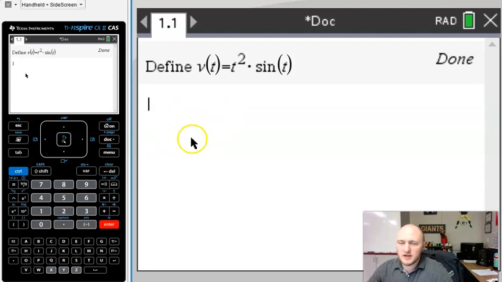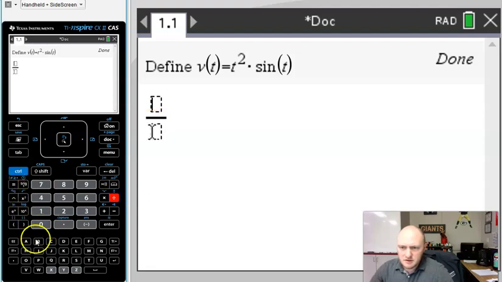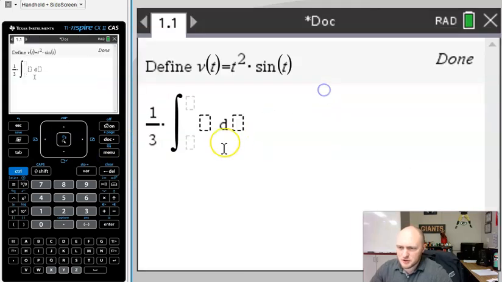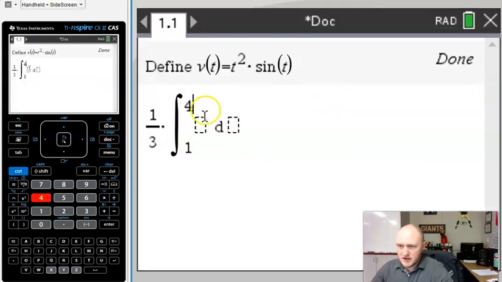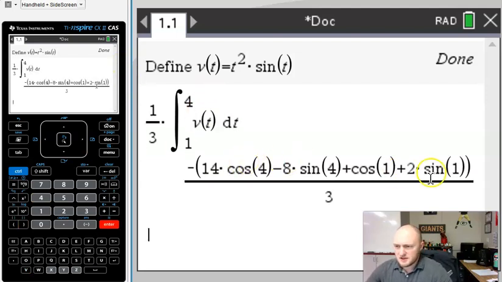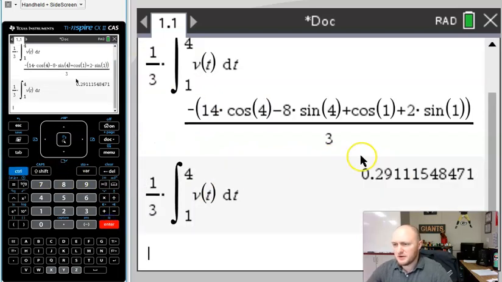So now I want 1/3, since 1 over 4 minus 1 is 1/3, times the integral. So I'll go integral, you can go next to the book here, or again, menu, calculus, integral, and we're going from 1 to 4, and then our function is v of t dt. There's a value. I'm going to hit Control Enter to approximate, and we get 0.29111. So I'm just going to say this is equal to 0.291.